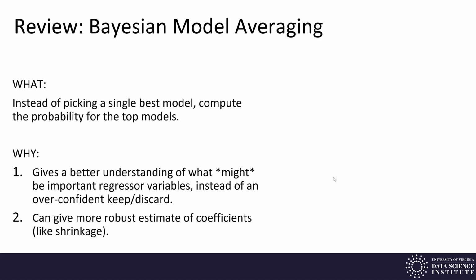It also can give us a more robust estimate of coefficients, and we can think of that as similar to shrinkage. The coefficients that only come up in linear mixture models that have a low probability wind up with coefficients that are decreased because of weighting the averages with those probabilities.